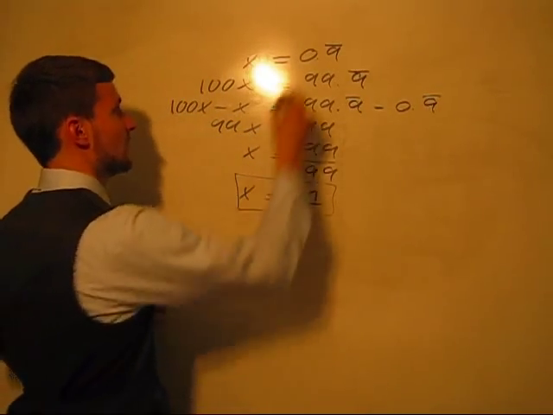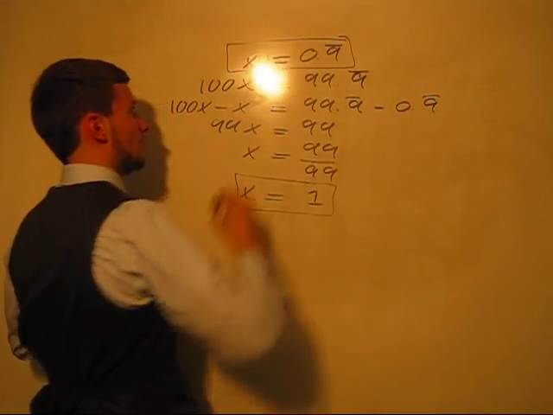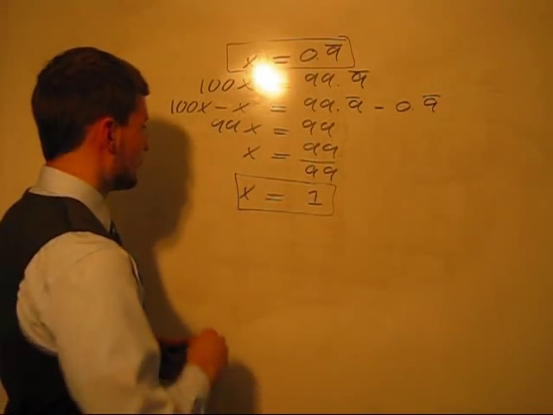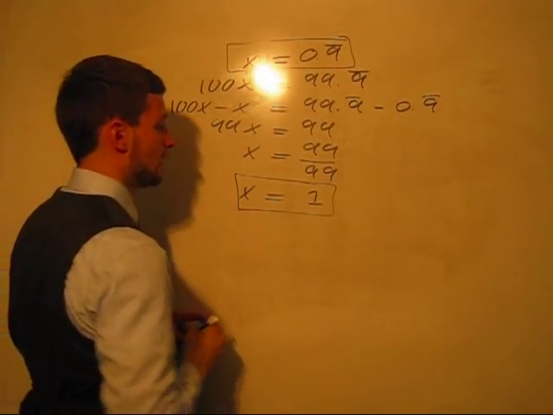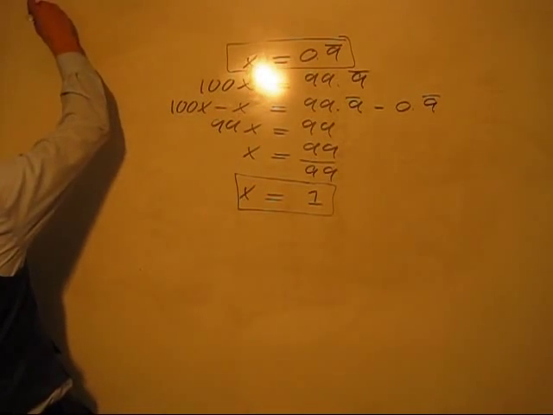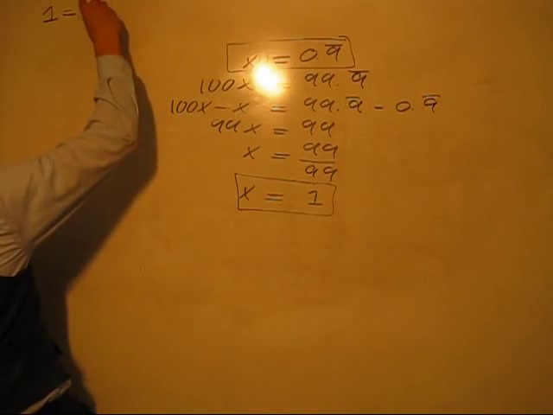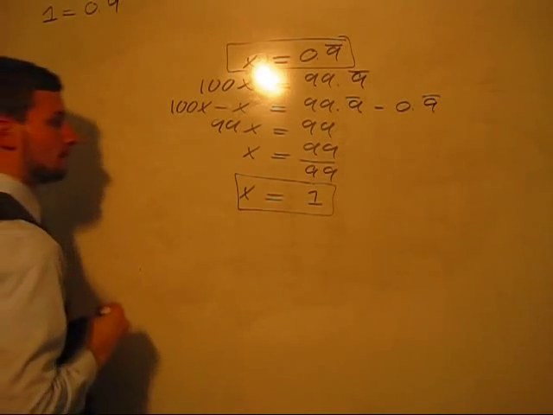So we can make the conjecture that by the transitive property of equality, because x is equal to 1 and in turn is equal to 0.999, that 1 is thus equal to 0.9 repeated.